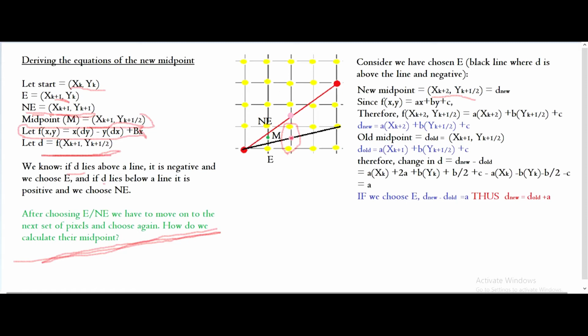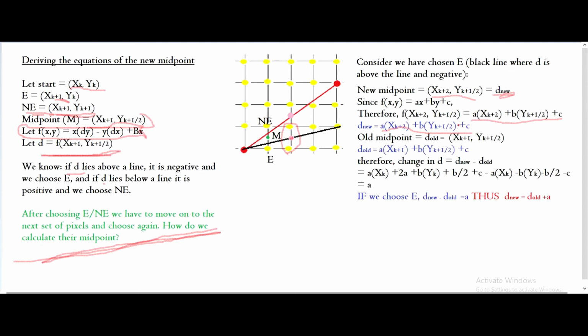And this pink dot's coordinates are xk plus 2 and yk plus half, because it's 2 units to the right and half a unit up. And we'll call that d new. So since f(x,y) is ax plus by plus c, our equation of a line, we can also expand this by putting a(xk plus 2) in the place of x and yk plus half in the place of y, and we will get something like this equation here. So basically our new midpoint will be this equation here. Okay, so this is basically the same as this, we've just expanded it in the form of our line.